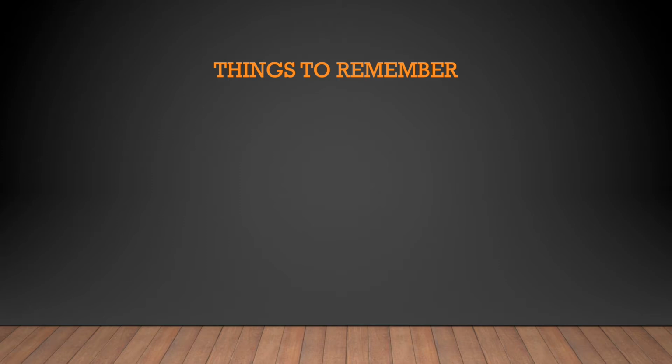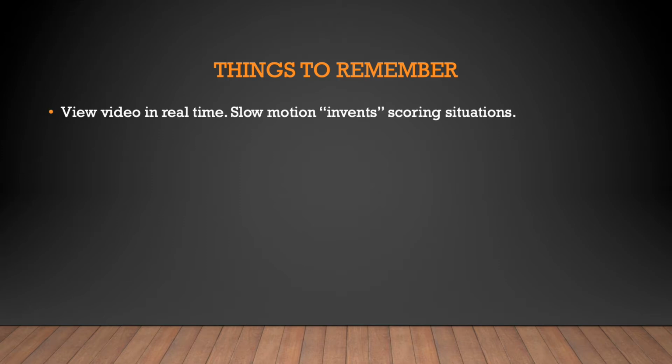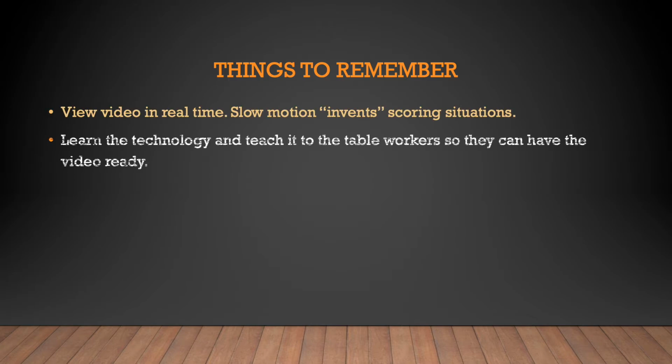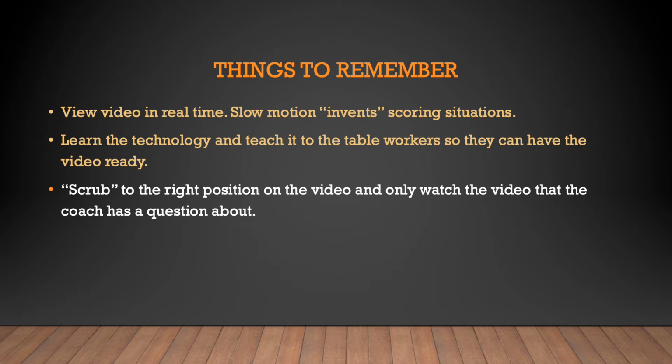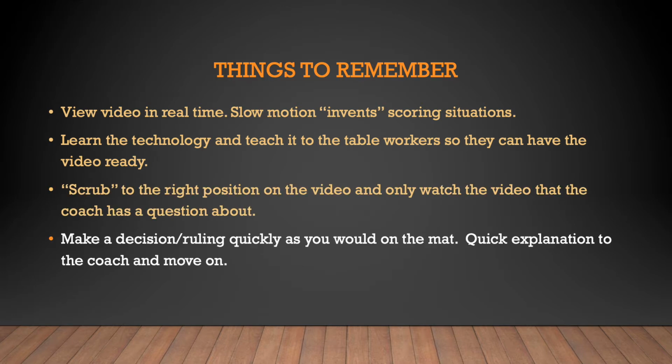Other things to remember. View the video in real time. Slow motion invents scoring situations and often distorts the real scoring sequence. Learn the technology and teach it to your table workers so they can have the video ready in the event of a challenge. Scrub to the right position on the video and only watch the video that the coach has questions about. Make a decision and a ruling as quickly as you would on the mat. Then make a quick explanation to the coach, show the scoring visually on the mat, and move on.